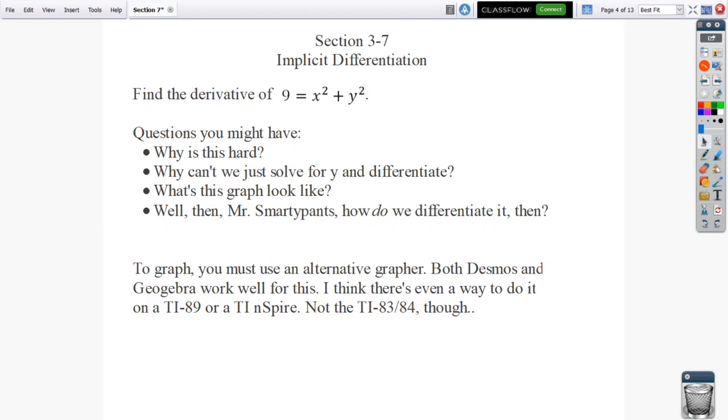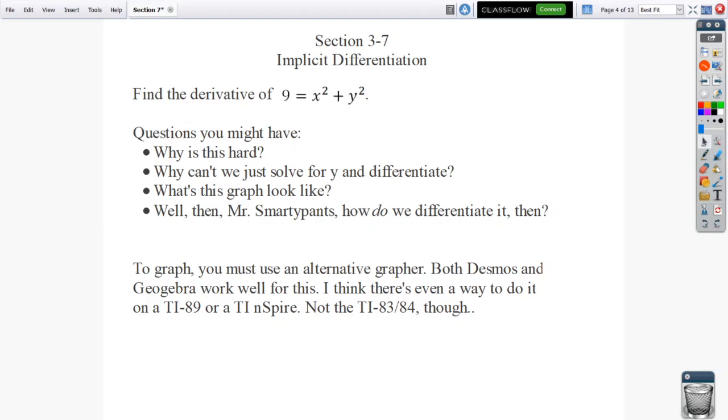An implicit function is like this function right up here, where you have both the x and the y, and you don't have one of them solved for. So normally we would have this as y equals something like that. And this is kind of a hard problem to answer. We can't solve for y and differentiate because when we take the square root, we would have to have that plus or minus with this y. So it's just not exactly doable here.